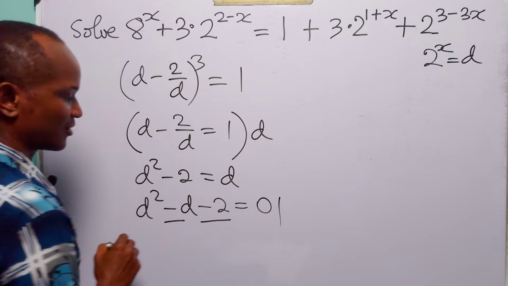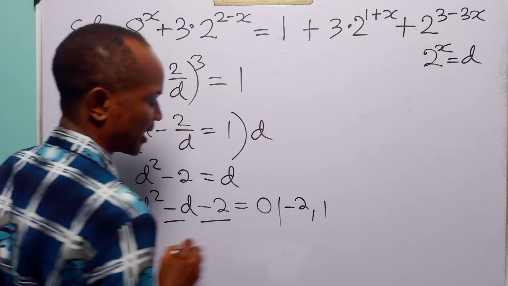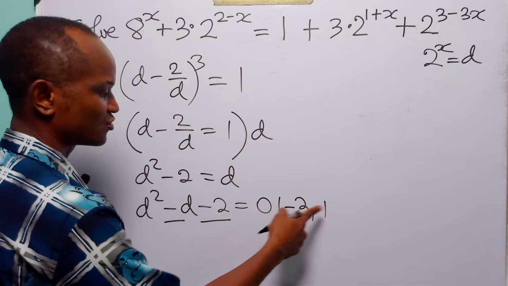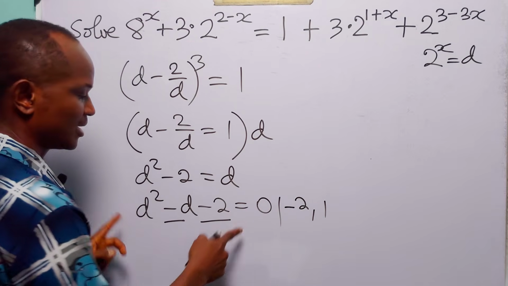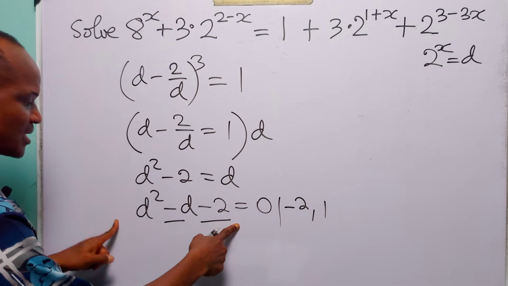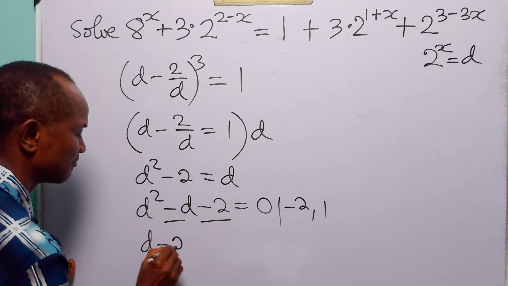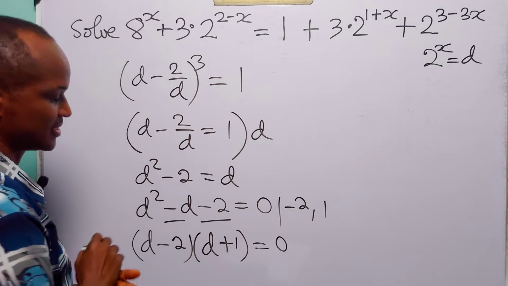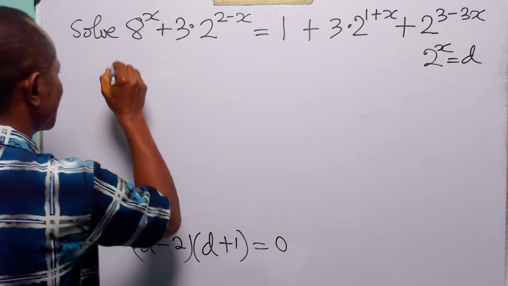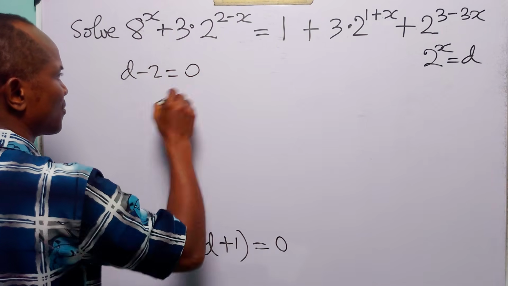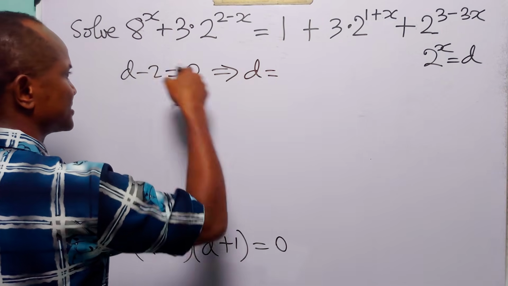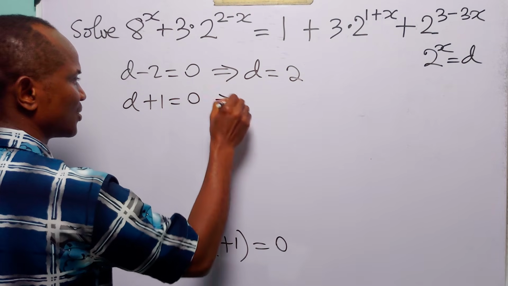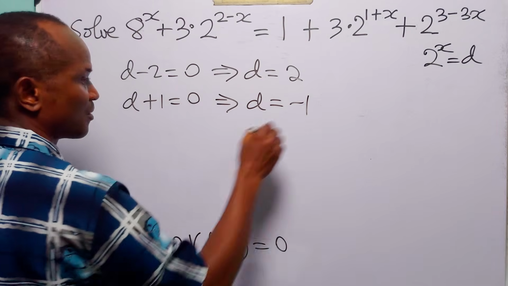And of course, those are going to be minus 2 and 1, because minus 2 times 1 is equal to minus 2, while minus 2 plus 1 is equal to minus 1. So when we factorize the left-hand side of this quadratic equation, we have d minus 2 times d plus 1 is equal to 0. And from here, we have that either d minus 2 is equal to 0, from where d is equal to 2, or d plus 1 is equal to 0, from where d is equal to minus 1.